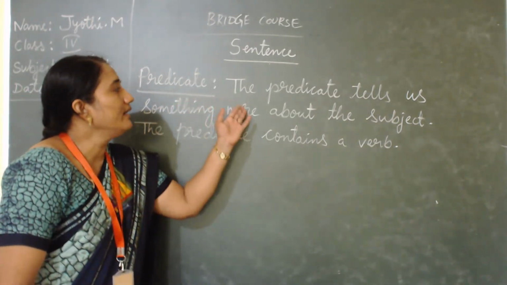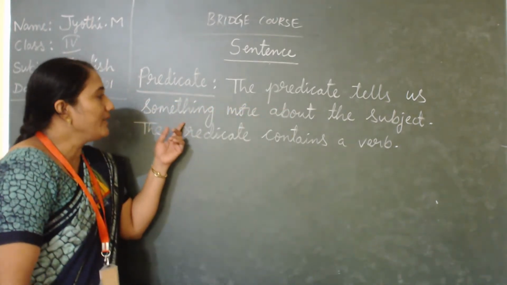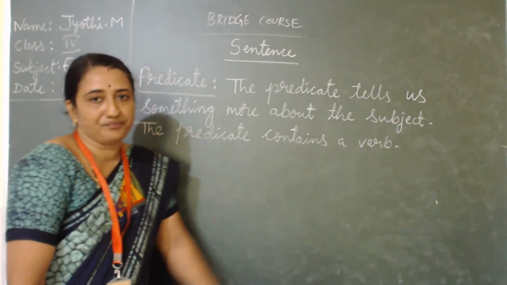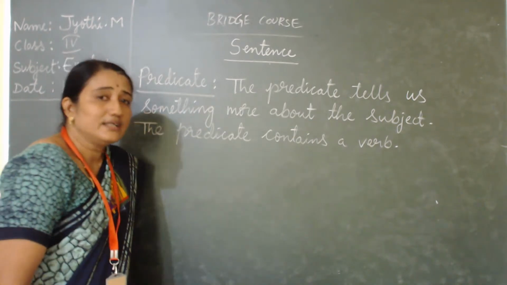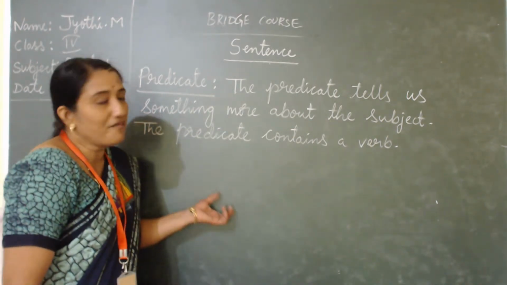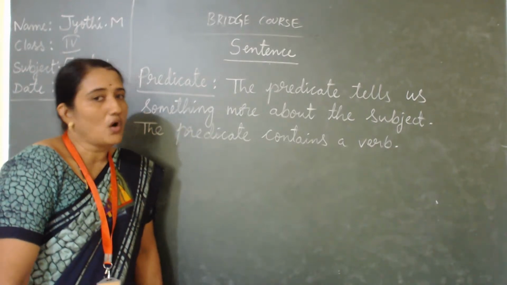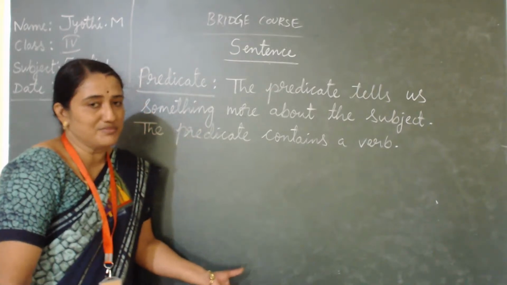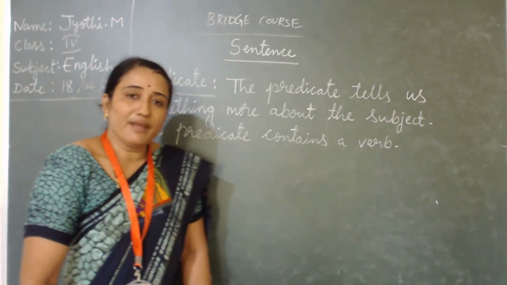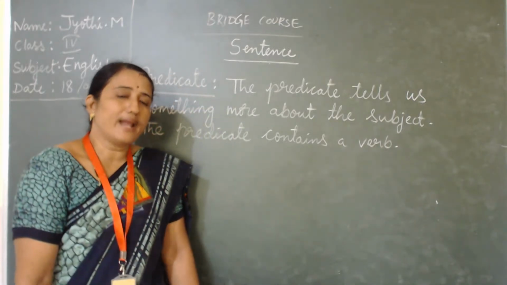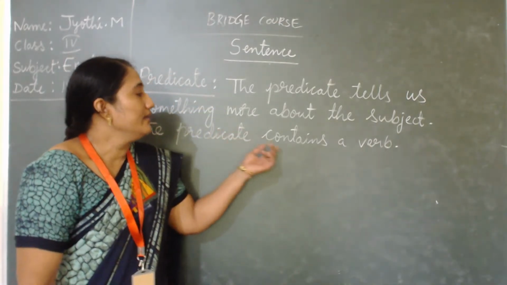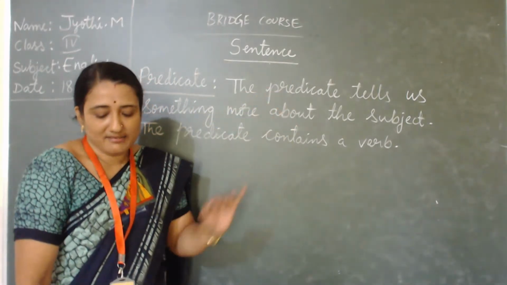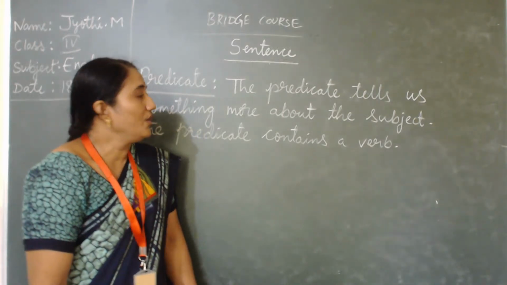So what is this predicate? The predicate tells us something more about the subject. The predicate contains a verb. In a subject, what is there? It is a name of a person, place, animal or a thing. The person who is doing the action will be the subject, I told you. And a subject may be a noun or a pronoun. But in a predicate, there contains a verb. And it tells something more about the subject. Did you all follow, children?